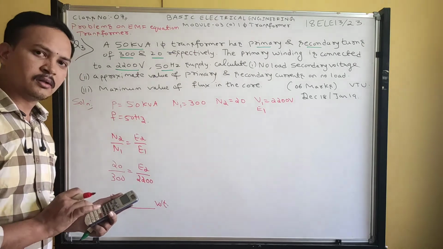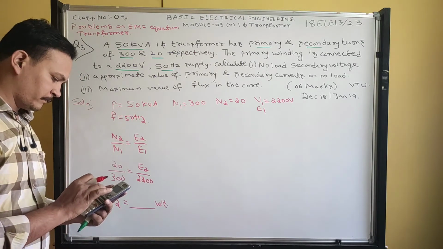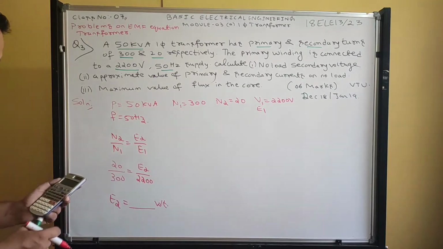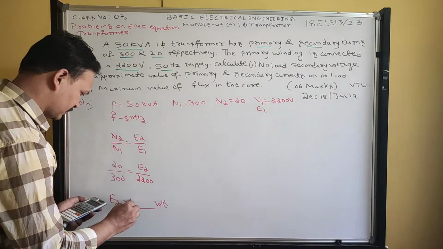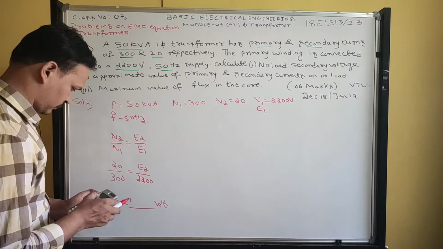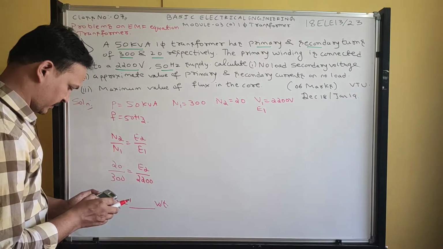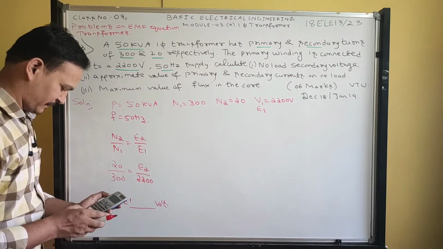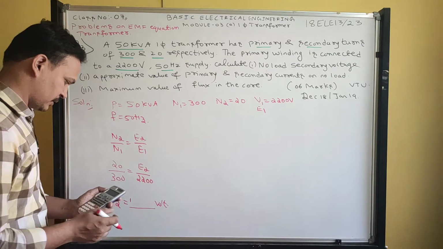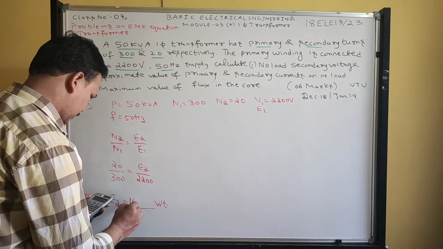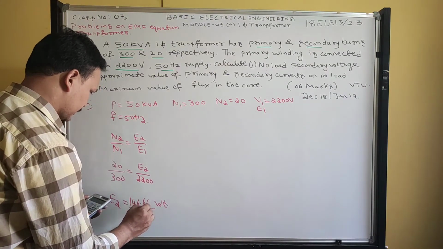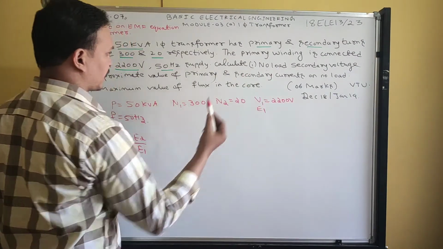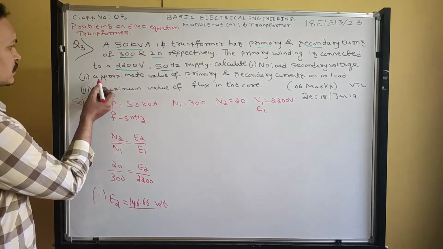What is the answer you got? Okay, one minute. 2200. I entered 220 by mistake. Okay, 2200. So I got the voltage 146.66 volts. This is the answer for the first question, no load secondary voltage.